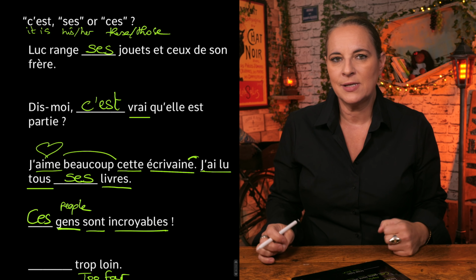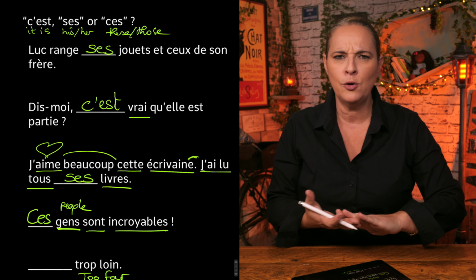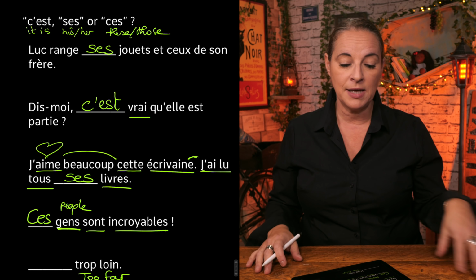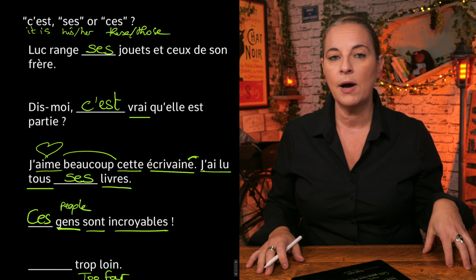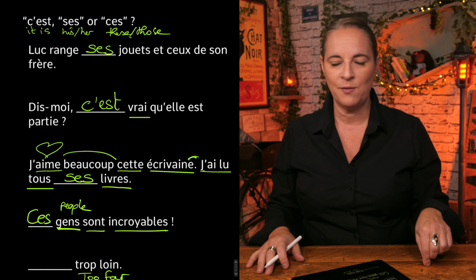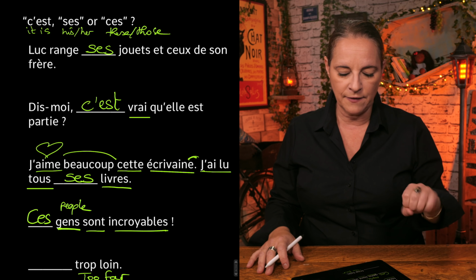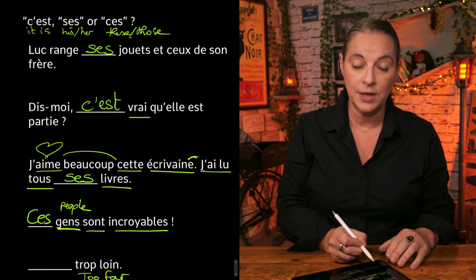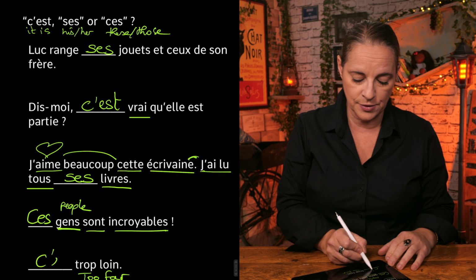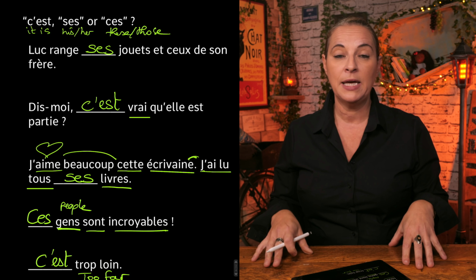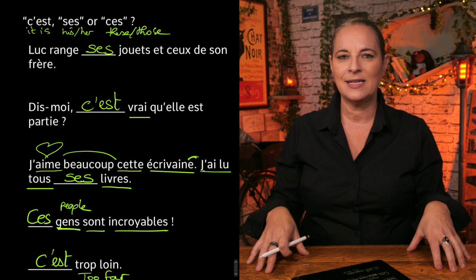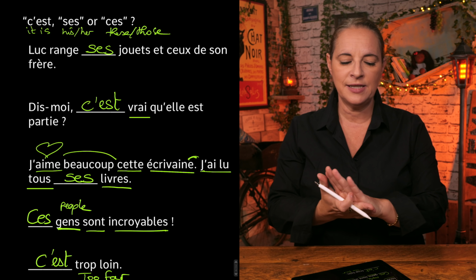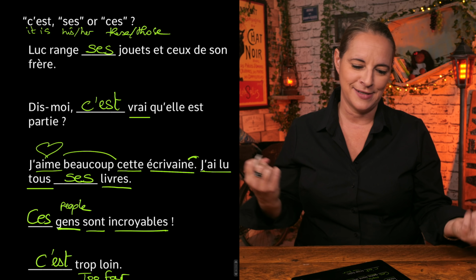Well, no, because there is no belonging of anything, no possessive at all. So it's not SES. Could it be these and those? Trop loin. No, because there is no noun coming after that. Okay, all we have is trop loin, too far. So we need the phrase c'est, meaning c'est trop loin, it is too far. Okay, so can you see the difference between c'est and c'est and c'est?